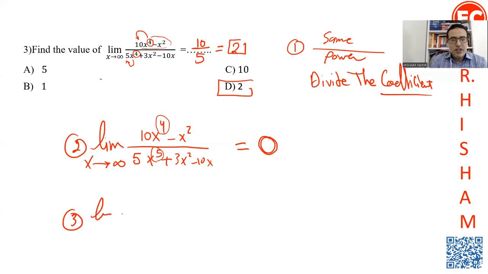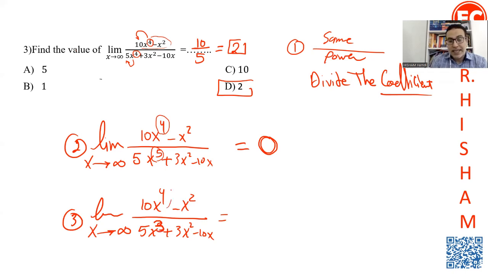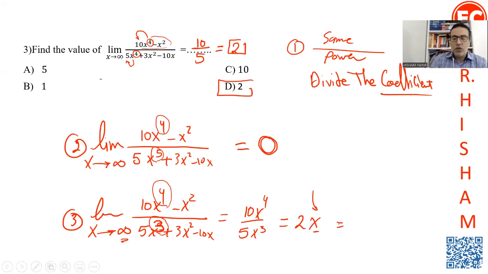Third case, that you have the limit as x tends to infinity of 10x power 5 minus x squared divided by 5x to the power 4 plus 3x squared minus 10x. In this case, the numerator is greater than the denominator. And in case the numerator is greater than the denominator, I'm dividing the whole terms. The result gives me 2x. When I replace x with infinity, it's 2 times infinity. So in this case, the answer is infinity.